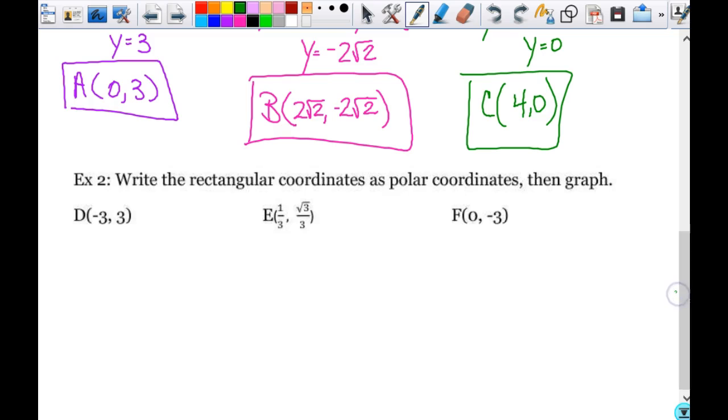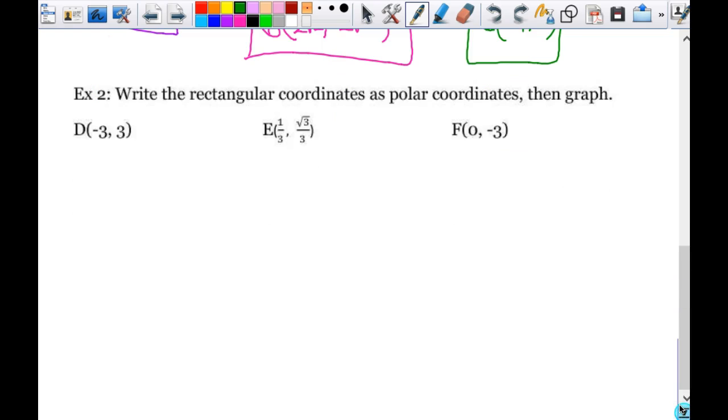All right, so now we're going to write the rectangular coordinates as polar coordinates, and then we'll go back up and graph those as well. To do these, I need the radius and I need theta. So I know that r is equal to the square root of x squared plus y squared. So r is equal to the square root of negative 3 squared plus 3 squared. So that's 9 plus 9, that's the square root of 18. So when I simplify that, what does that give me?